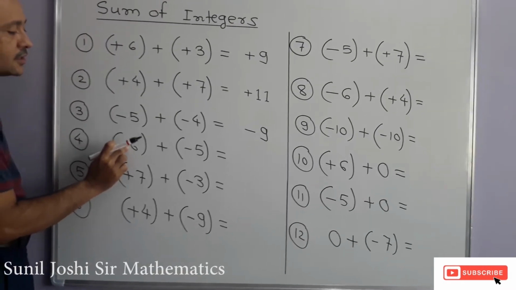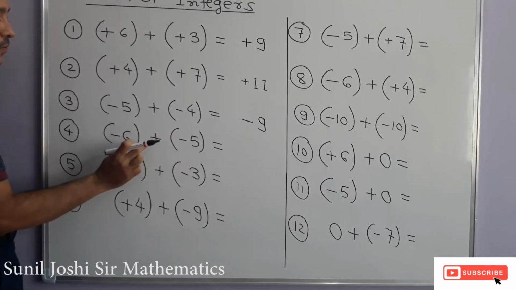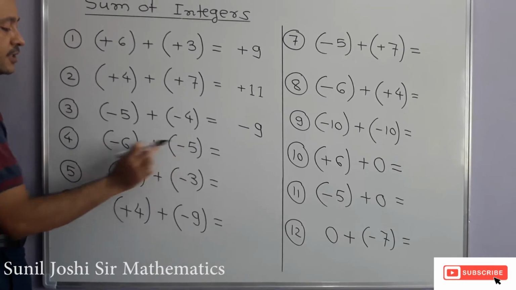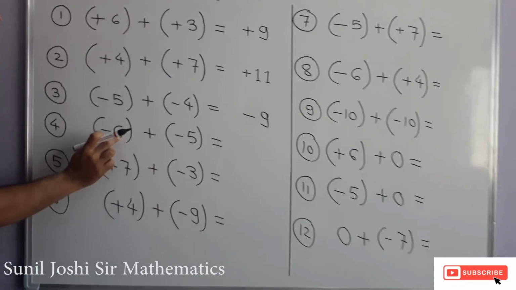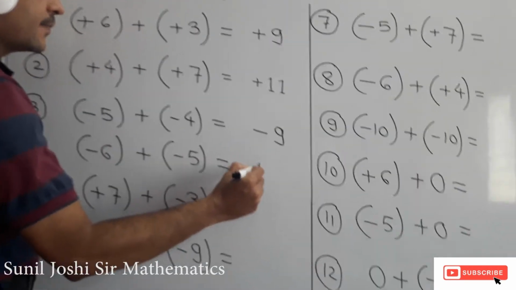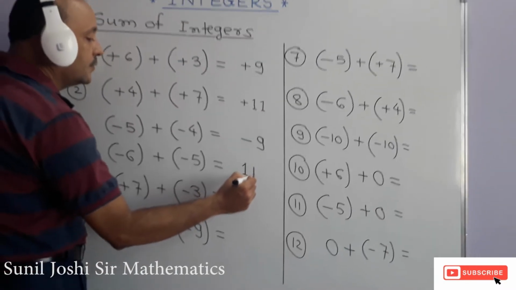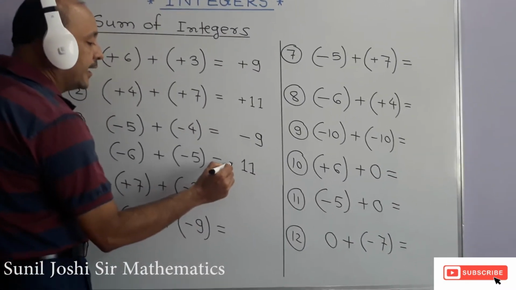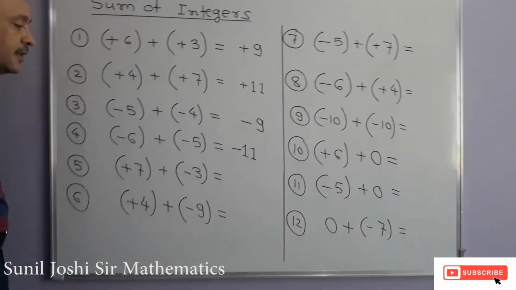So negative 6 and negative 5. So what operation? Because the signs are same, similar signs do addition. So 6 plus 5 is 11, but the sign is negative. Without fail, give the sign negative.